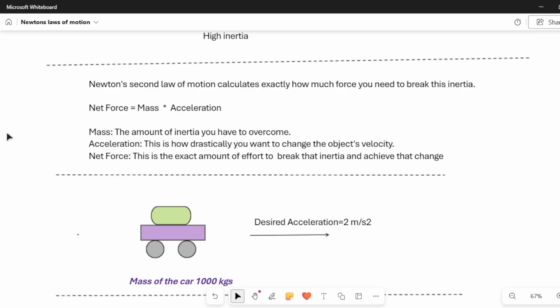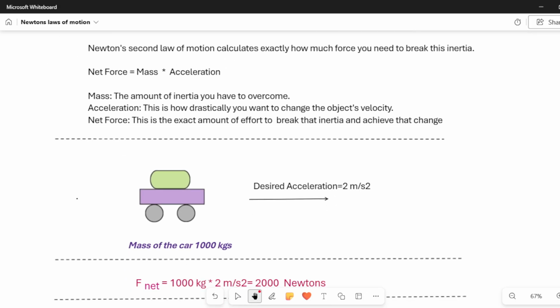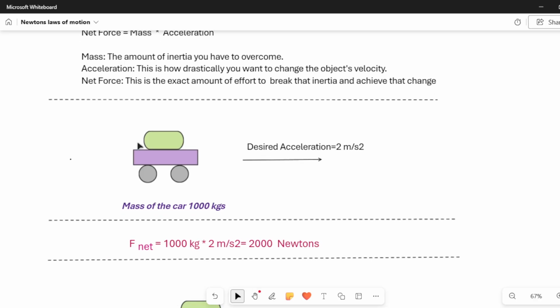So this is your formula which is given by Newton's second law of motion. Now we will apply it in real life. Now I have my car which is 1000 kilograms. The mass of the car is 1000 kilograms, so that is my inertia. And I want to accelerate it at 2 meters per second square.